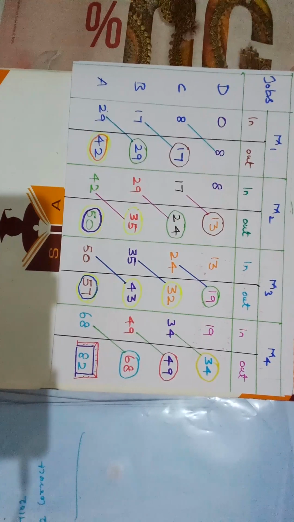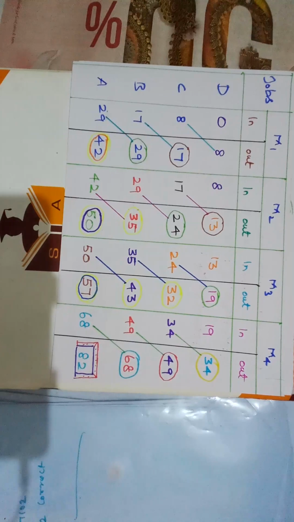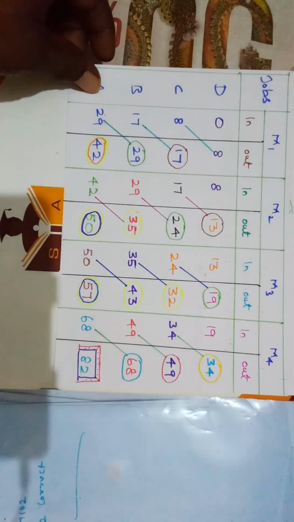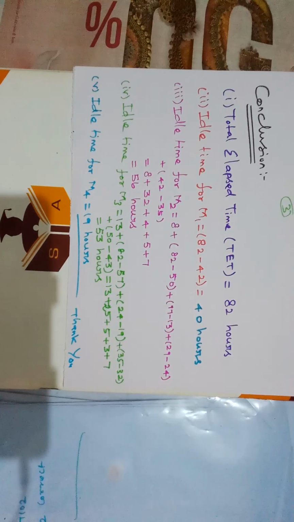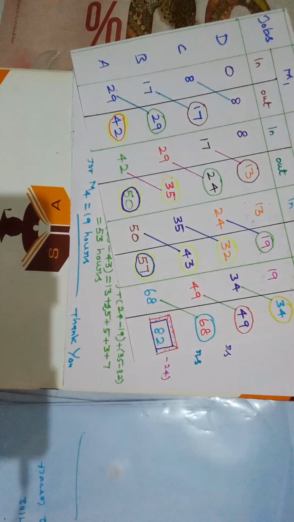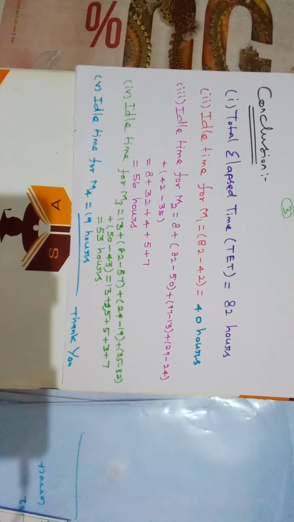So now, this is a very important number. Okay, this is called the total elapsed time, the whole process. Okay, now the total elapsed time is 82 hours. So the total elapsed time is always available in this place. Okay, the last one, the corner place. Please remember. Then idle time on machine 1, how to calculate?